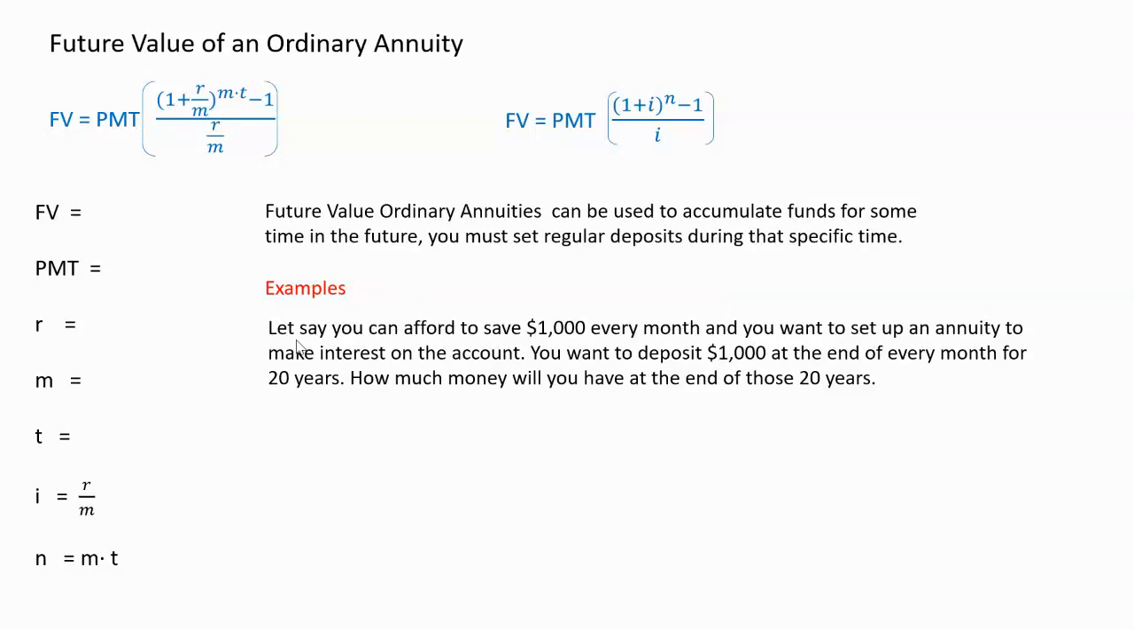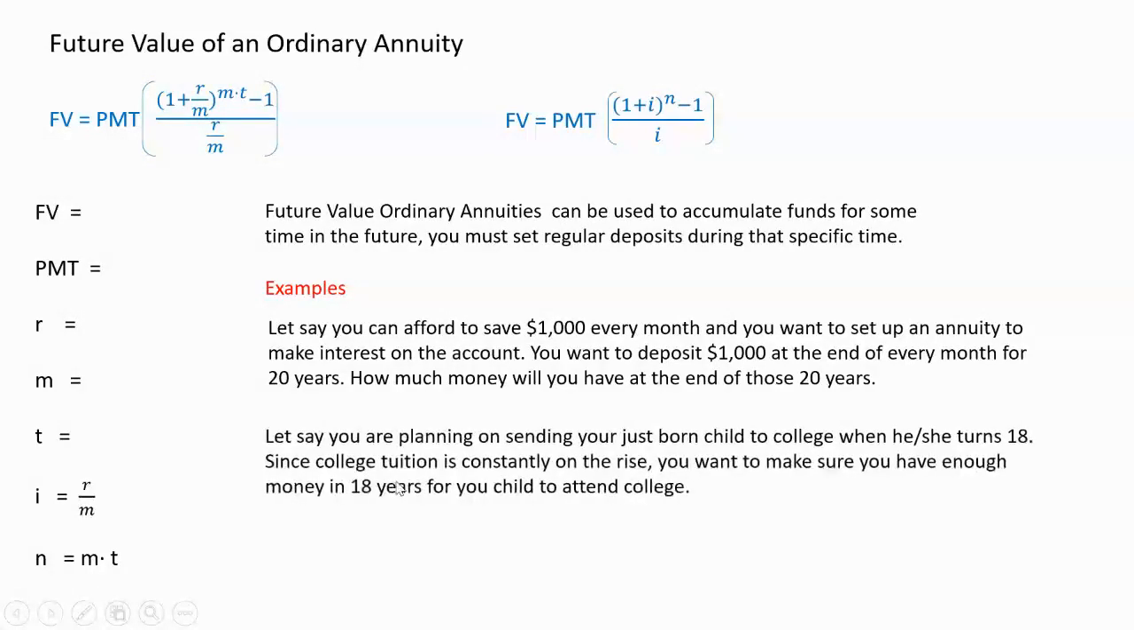The scenario says that after you get your paycheck, you always have like $1,000 left over every month. So if you want, you can set up an account or an annuity for the bank to take away or put aside $1,000 every month out of your paycheck, and you do this for 20 years. You're going to be amazed how much money you will have and how much money you earned in interest.